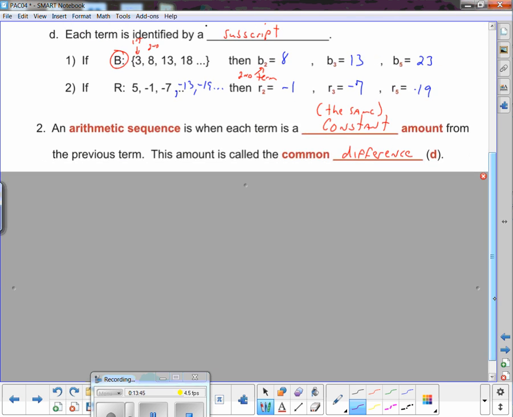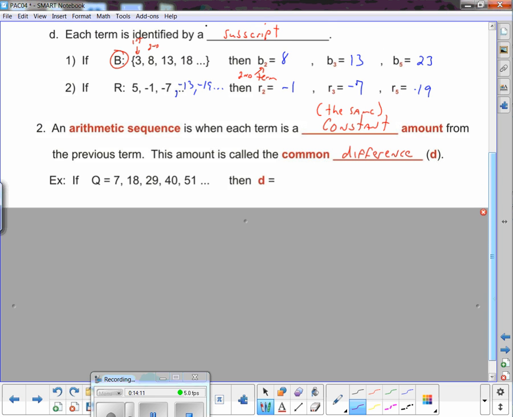Chloe, question? Constant is the best word there. But I'm more concerned that you understand that it's the same amount and that it's called a common difference. Okay.